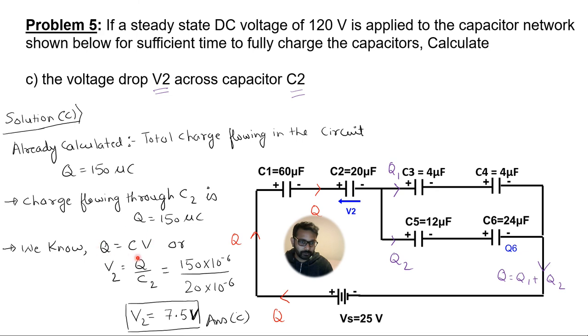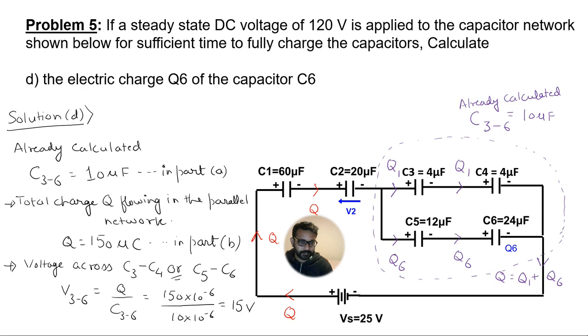So this formula, Q is equal to C multiplied by V. Okay, so let me write it down. Charge Q is equal to C multiplied by V. So this formula we have to use to calculate the charge Q. So we have to find Q6. So for that we have to find the value of C6, or you can say the equivalent capacitance.